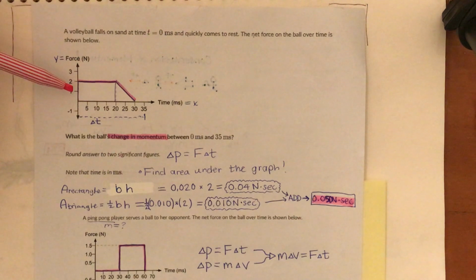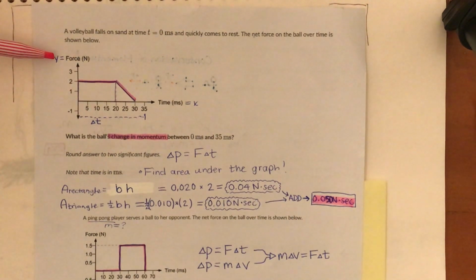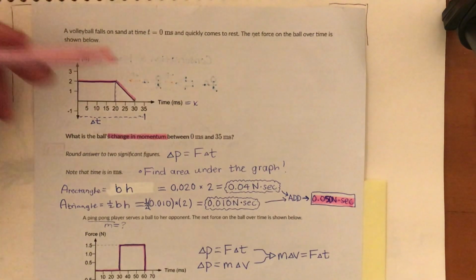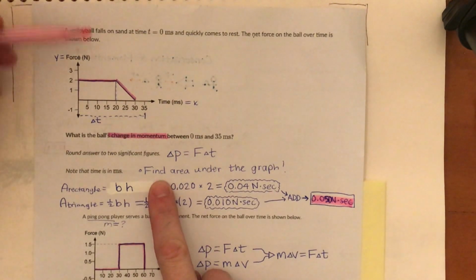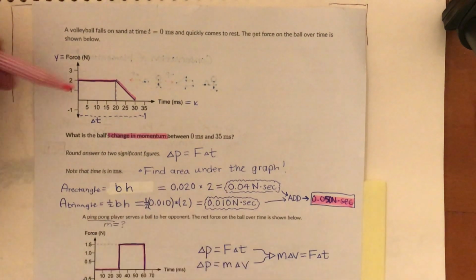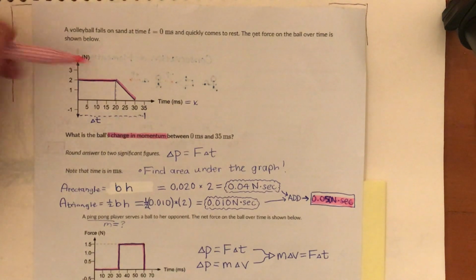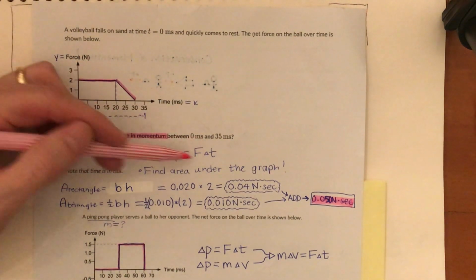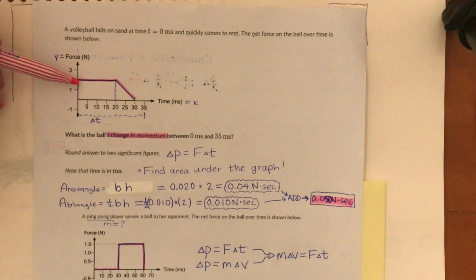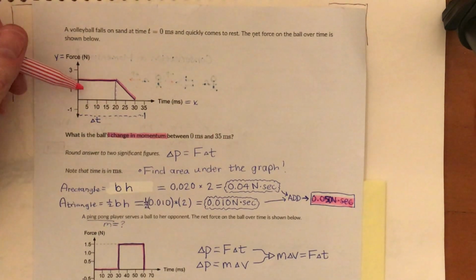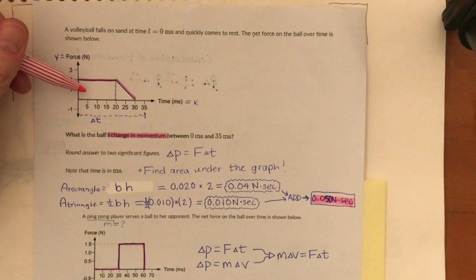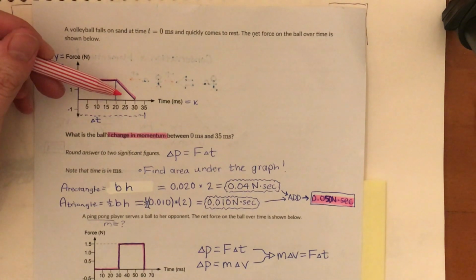Well, if you look again at the y-axis, this is the force and time is the x-axis. So really, if we find the area under the curve, or the graph in this case, that's actually going to give us the change in momentum, because force times time equals change in momentum. Now, the shape of this graph is fairly basic. We can break this up into 2 main things, a rectangle, and a triangle.